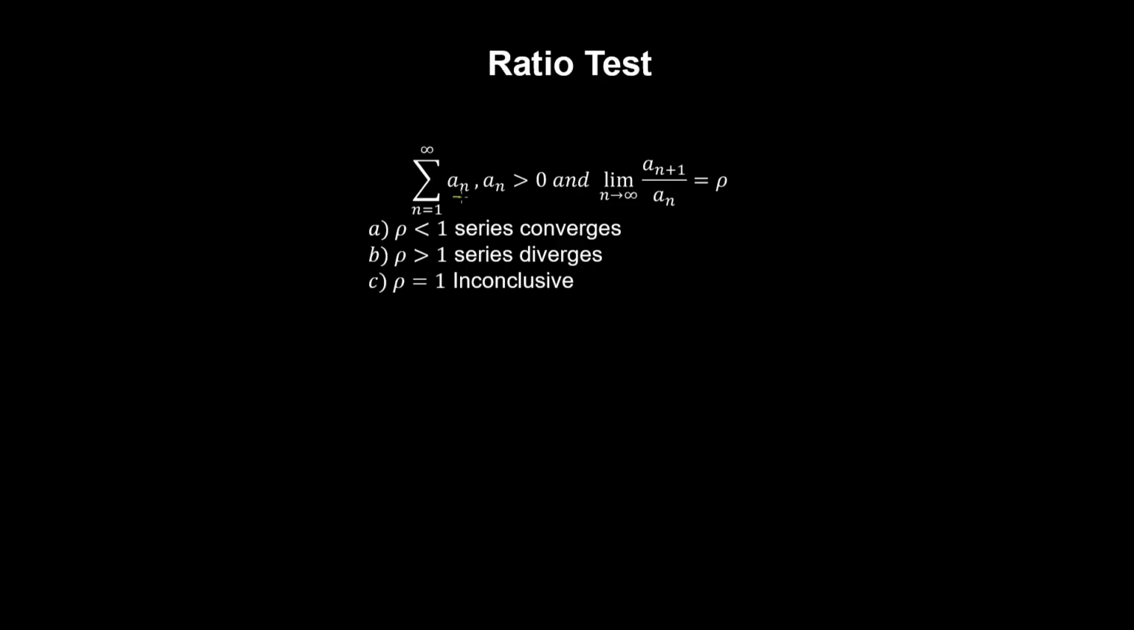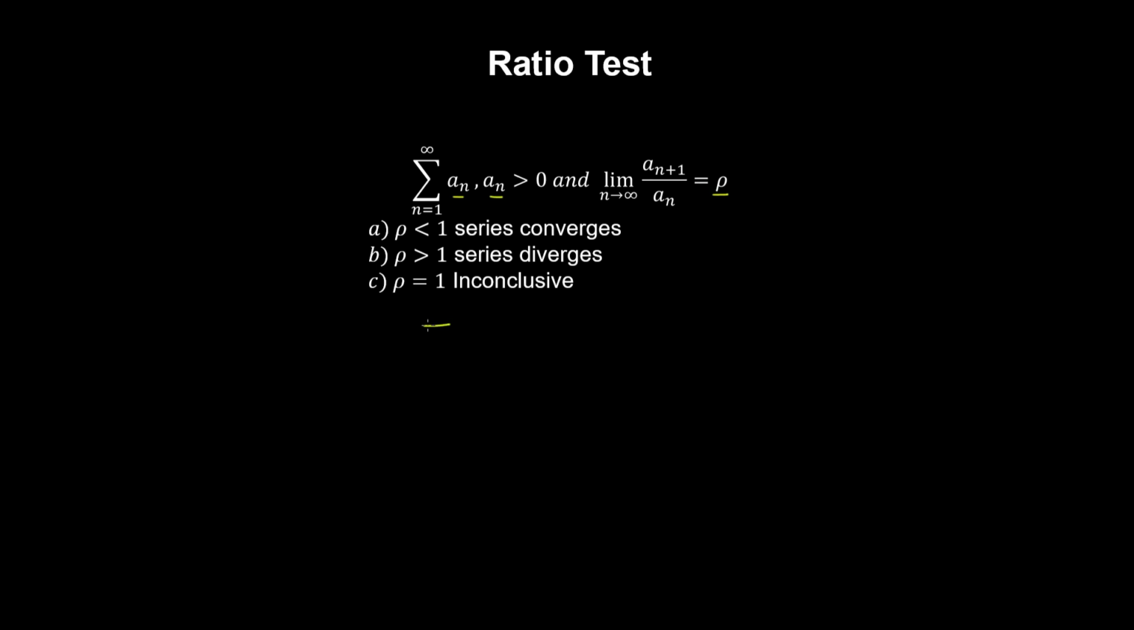Given an infinite series A, where all the terms are positive, and the limit of the ratio of the next term in the series to the current term in the series, as n approaches infinity, is equal to rho, then the ratio test has three rules. So if rho is less than 1, the series converges. If rho is greater than 1, the series diverges. And if rho is equal to 1, then the test is inconclusive.